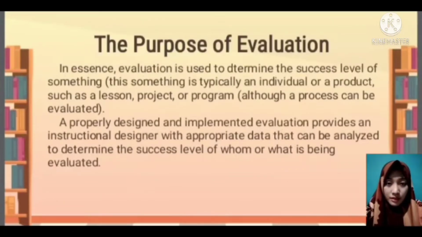Okay, for the next material, the purpose of evaluation. A properly designed and implemented evaluation provides an instructional designer with appropriate data that can be analyzed to determine the success level of whom or what is being evaluated.